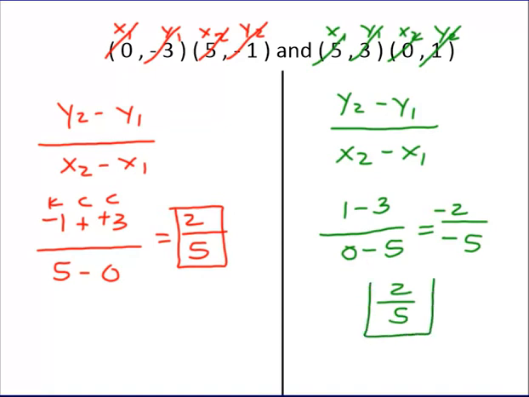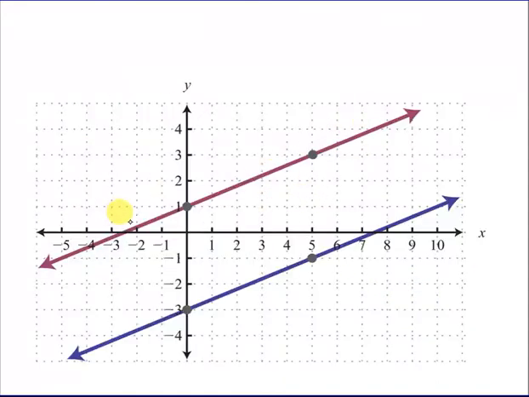So these again both have the exact same slope, 2 over 5, and this is what they would look like if they were graphed. That is the exact lines. They are parallel lines. They'll never run into each other, okay?